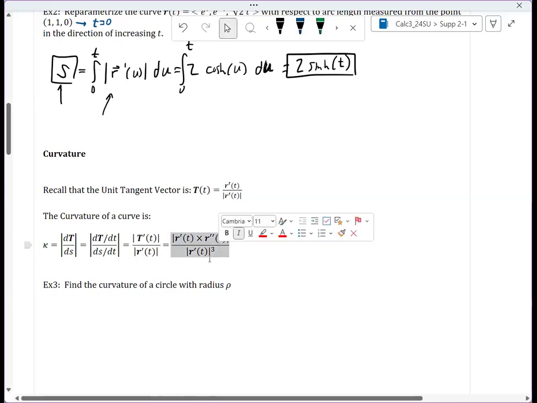And in the book, there are some calculations shown that show that you can rewrite this as length of r prime cross r double prime over length of r prime cubed. So that's another formula that might be useful in some contexts.